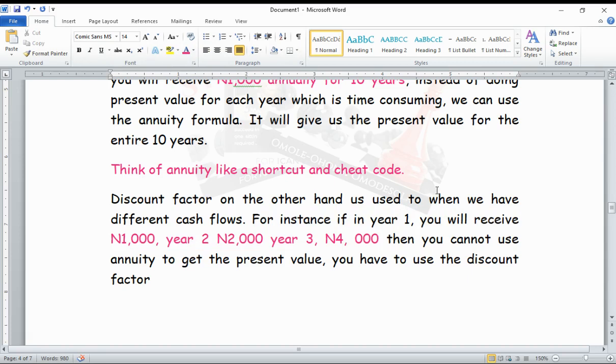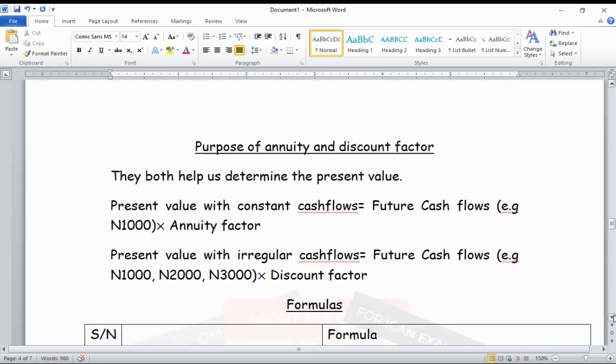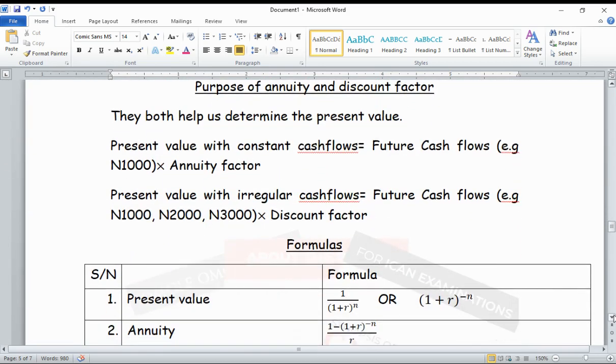So basically, annuity is a shortcut, a cheat code formula that helps us get our present value when we have the same cash flows every year. But if we don't have the same cash flows every year, then we're going to have to use our discount factor. Now, what is the purpose of annuity and discount factor? Basically, they help us to get our present value. Look at this now. We have our future cash flow times annuity factor.